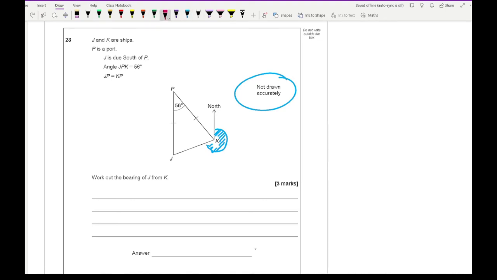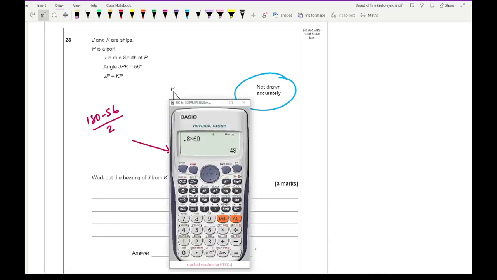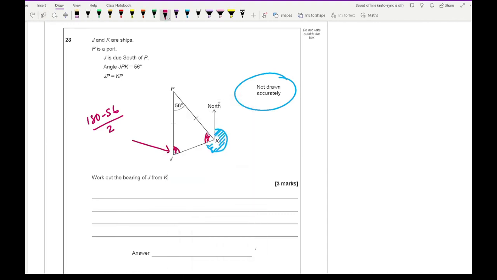The first thing we notice is that it's an isosceles triangle, so let's first of all work out what these two angles here are going to be. How do we work that out? Well, we know that angles in a triangle add up to 180, so if I do 180 take away 56, divide that by 2, on my calculator that gives me an answer of 62. So this angle here is 62. The good thing about these questions is that I can do my working out on the diagram. Now we notice that this angle here is corresponding, like an F angle, to this angle J, so that's going to be 62 degrees, and the reason for that is because it's corresponding.